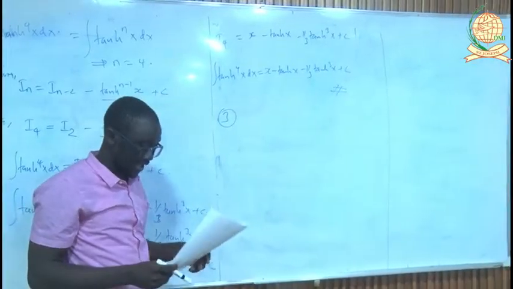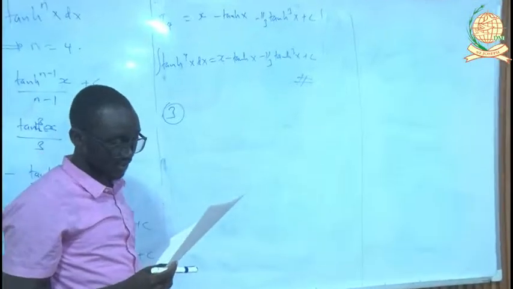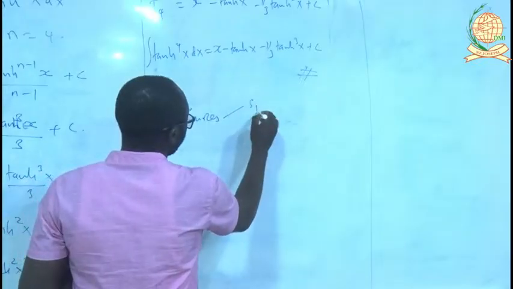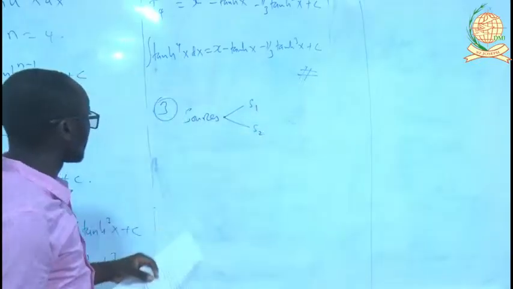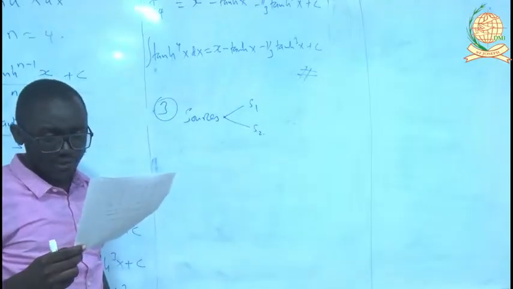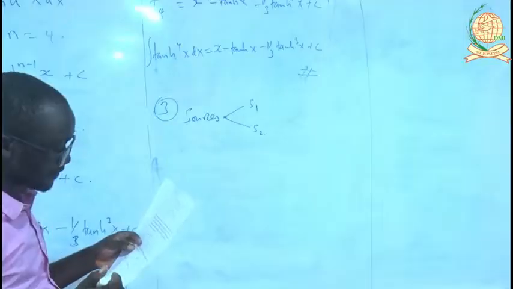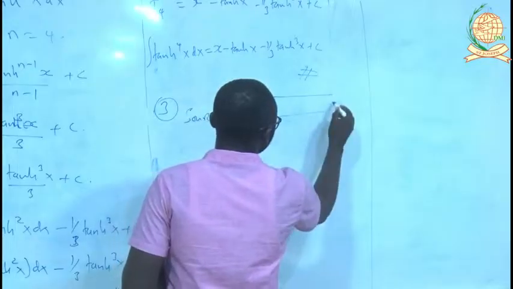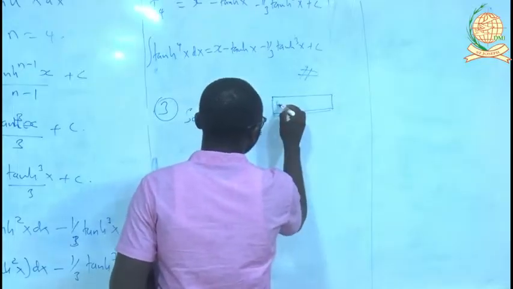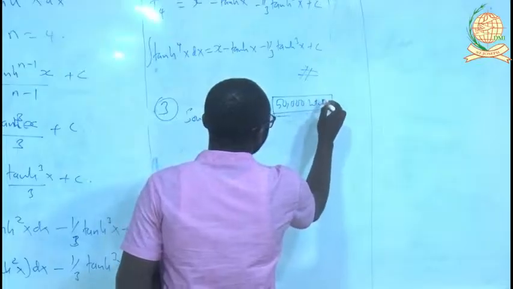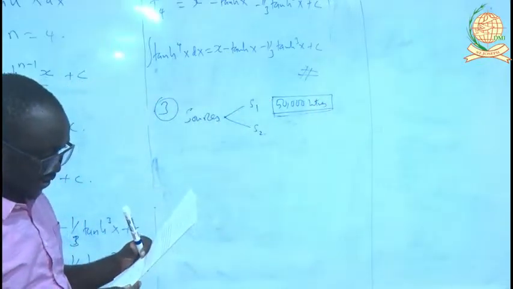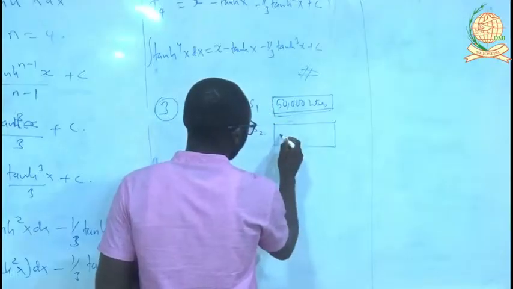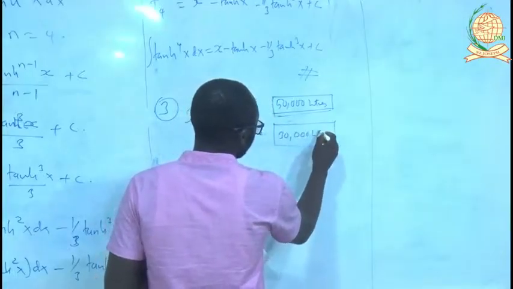So the question says a water supply company has 2 sources. So we have 2 sources here. They have named S1 and S2, so I could name them that way. 2 sources, S1 and S2, with capacities of 50,000 liters. This source 1 here has a capacity of 50,000 liters, and source 2 has a capacity of 30,000 liters.